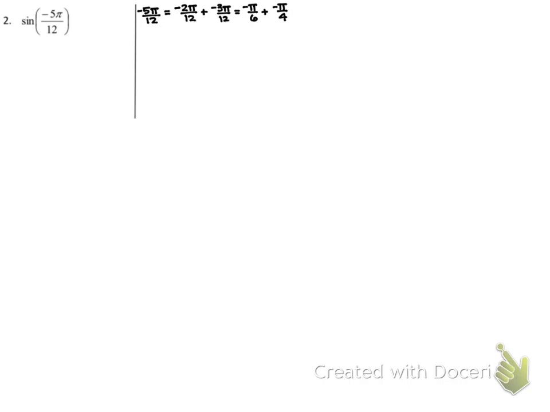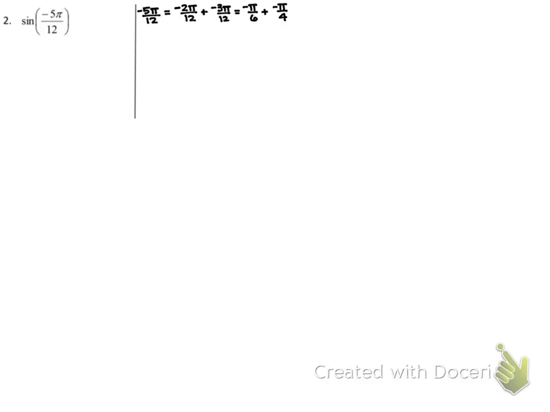Now, there's an infinite amount of ways that you could do this. You can come up with whatever combinations you want. Just make sure that it's a pi over 2, a pi over 3, a pi over 4, or a pi over 6, something that you know from the unit circle. So I choose this. This is what I'm going to do.